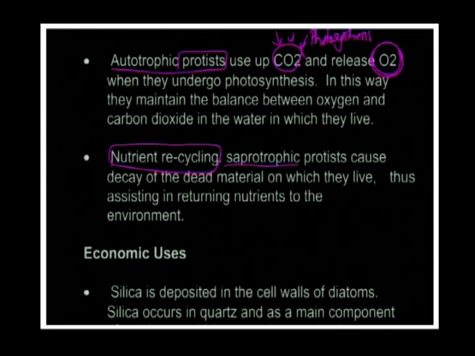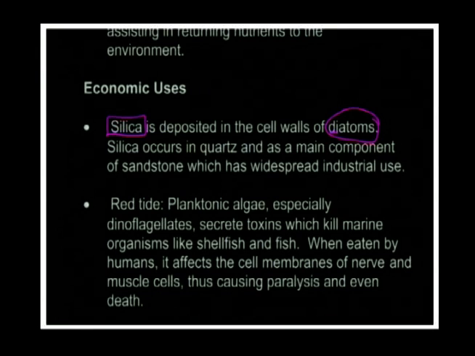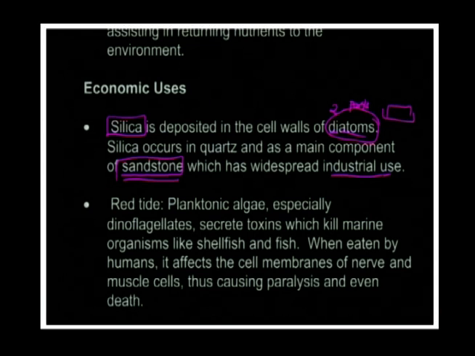Let's look at the economic uses of protistans. First of all, silica. There is a very, very special kind of protistan that you find in marine environments in the sea called a diatom. Look at the word: di, two, atom, parts. And literally these look sort of like boxes. In their cell walls, you will find a lot of silica. Silica is used as sandstone, which is used in industry.